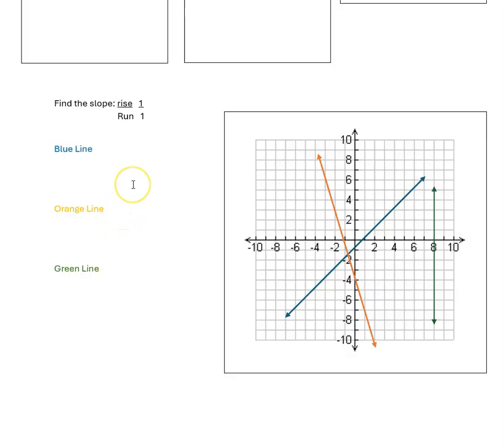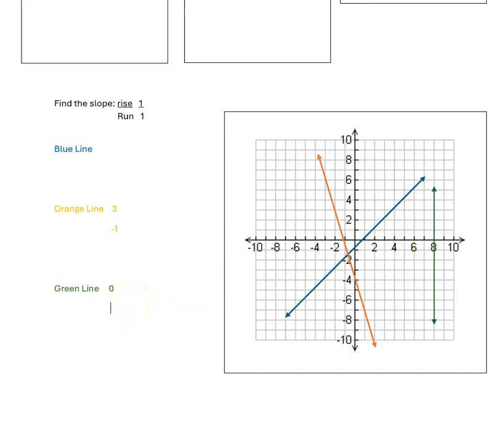So I get 3 over 1, negative 1, which gives me a slope of -3. If I look at the green line, this one looks a little bit different. I'm going to go over and then up. If I go over, it's nowhere. I don't have anything. So that's 0.